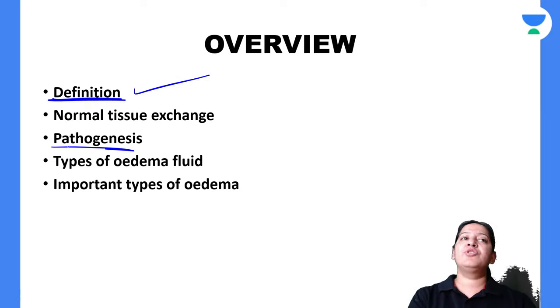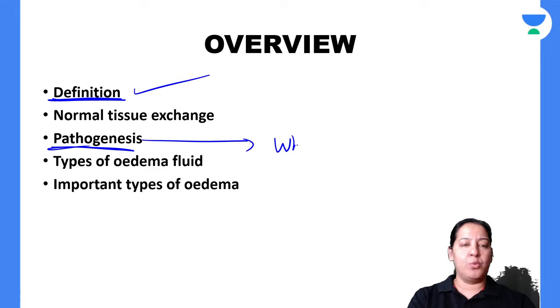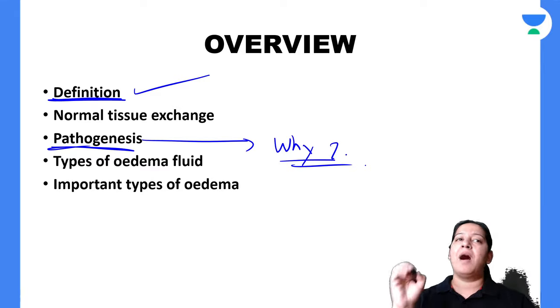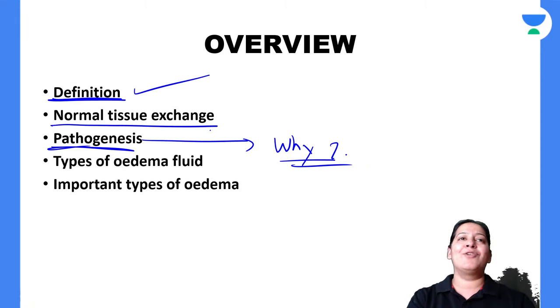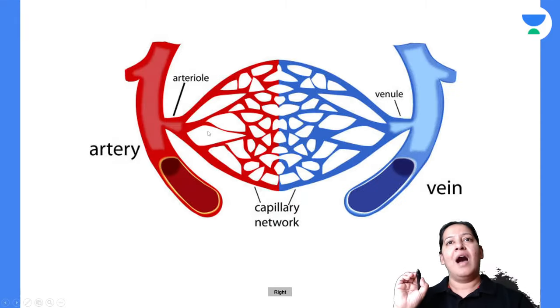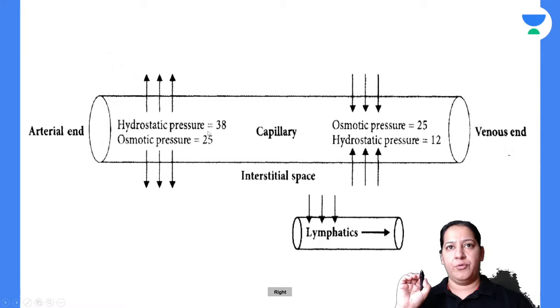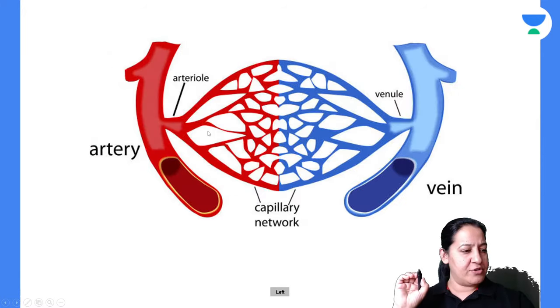Now, I want to teach you the pathogenesis. The pathogenesis means why edema occurs, why effusion occurs. But for understanding this, you should understand normal tissue exchange. Now, listen, I will draw a diagram for you, a beautiful diagram.